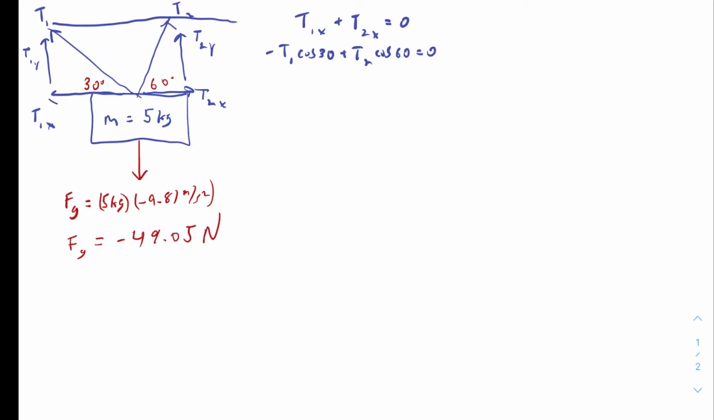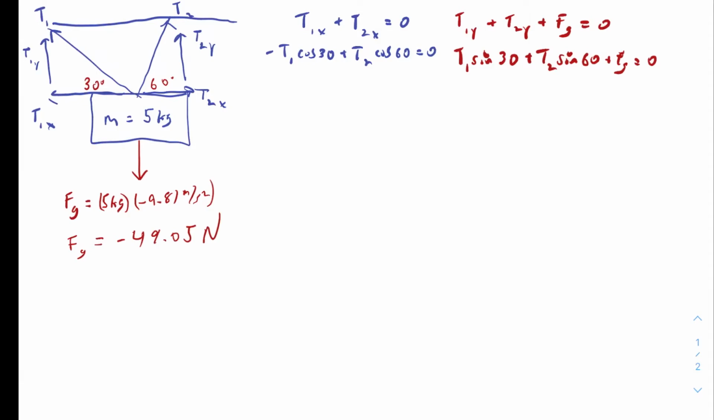We see that there are three forces acting in the y direction. We have T1y, T2y, and the force due to gravity. Because the box is stationary in the y direction, we know that these will need to add up to 0. We can then write T1y plus T2y plus the force due to gravity is equal to 0. Using trig, we can then say that T1 times the sine of 30 plus T2 times the sine of 60 plus the force due to gravity is equal to 0.